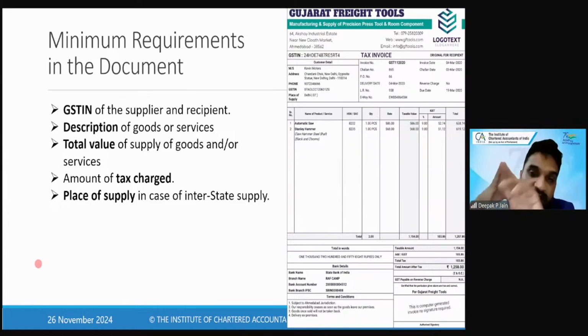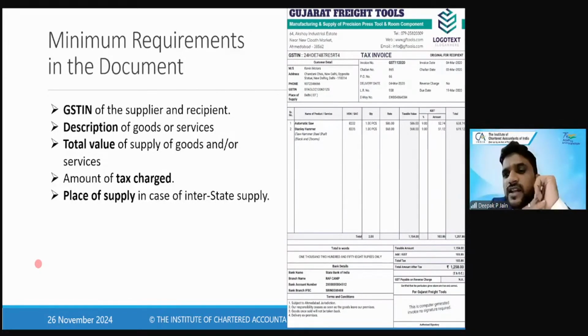Okay, so GSTIN, description of the goods, value of the goods, tax component, and place of supply. These 5 things are there. This is also sufficient for claiming the credit. So this minimum at least rehna chahiye.